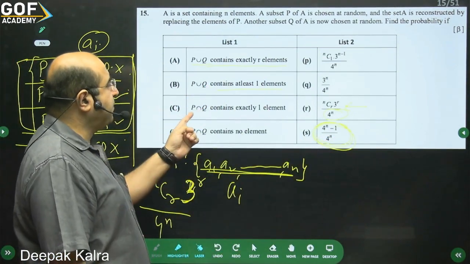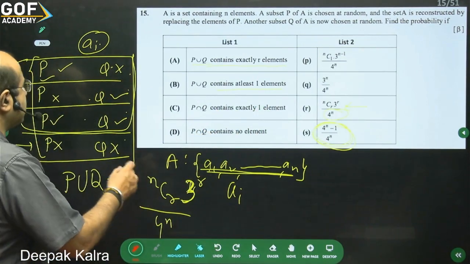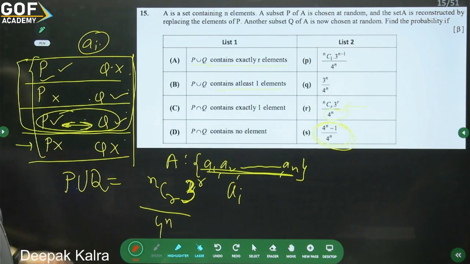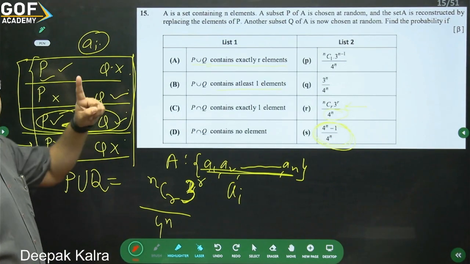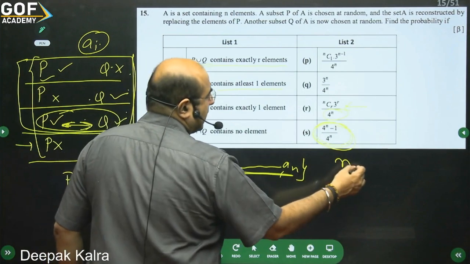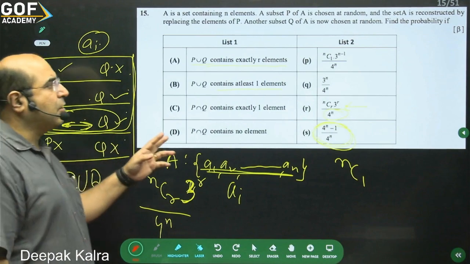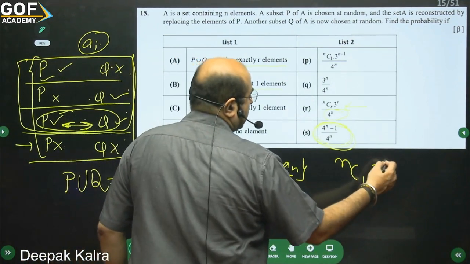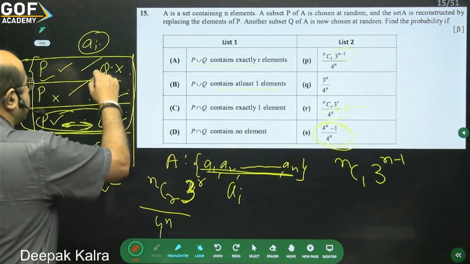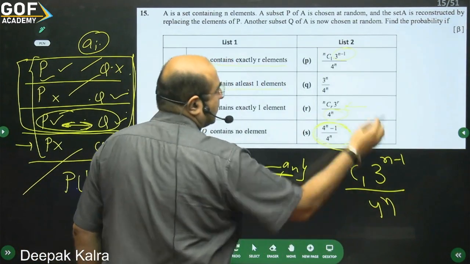So this is over. P intersection Q contains exactly one element. So P intersection Q is this, in which the common part is there. It should contain exactly one element. So that one element goes in this, and the remaining elements should go in all the three possibility cases, this way, or this way. Answer is this.